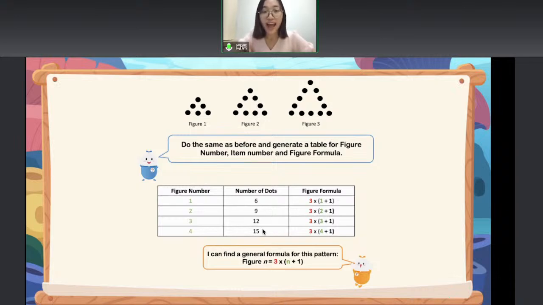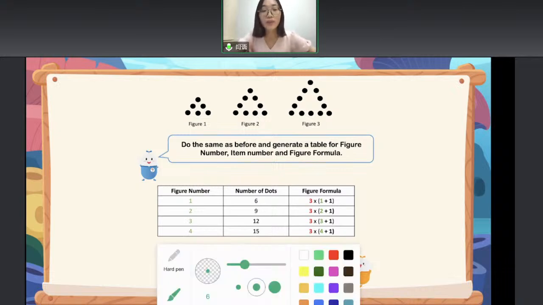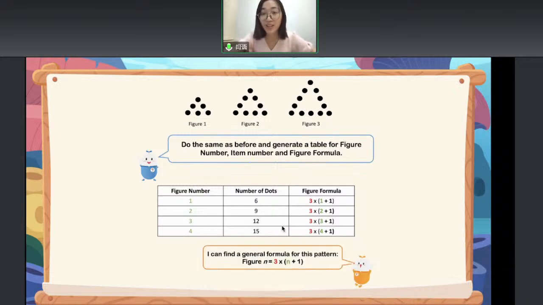So in figure 1, how many dots are there? We have 6, right? Okay, and what about in figure 2? You can count, we have 9. And in figure 3, we have 12. And in figure 4, you can try to draw it by yourself. We have 15. And then you just focus on the number of dots.